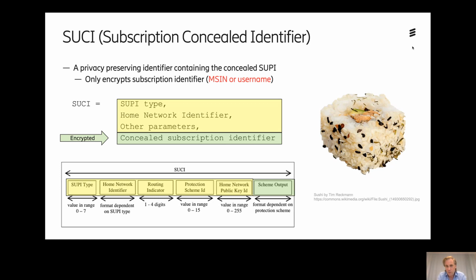5G has standardized SUCI, which is a protection mechanism for SUPI, and it encrypts the username part of the SUPI or the MSIN with the home network's public key. The rest of the information, such as the SUPI type, the home network identifier, and other parameters, is not encrypted.